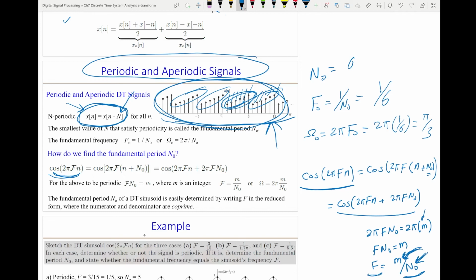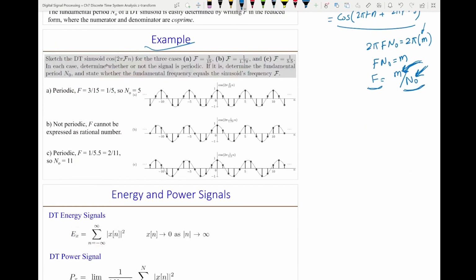Let's take this example. I have a cosine with digital frequency F. Part A is this one, part B is this one, part C is this one. And we want to know if it's periodic or not, and if it's periodic, what's the fundamental period?